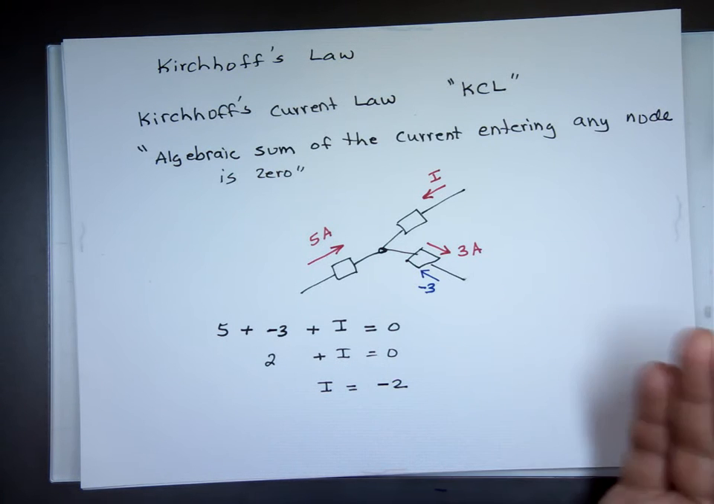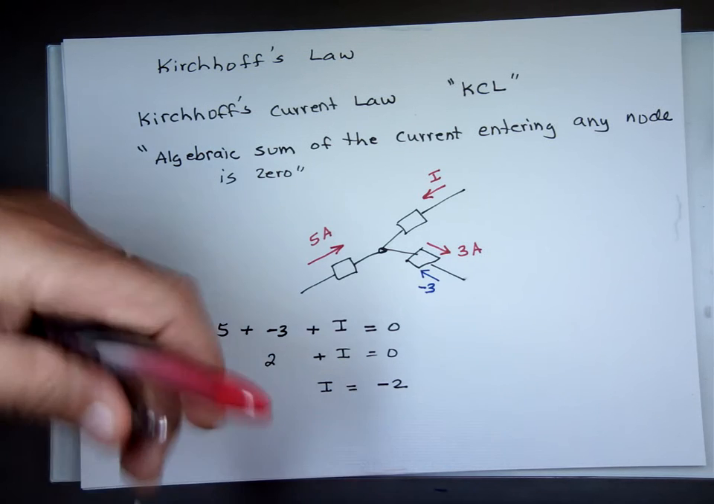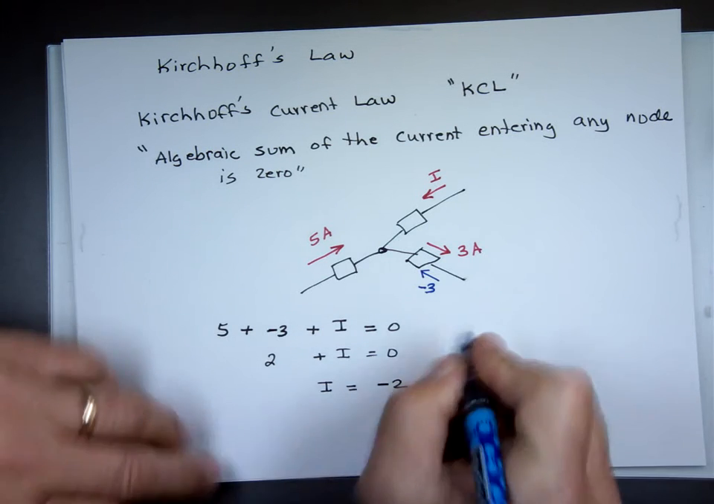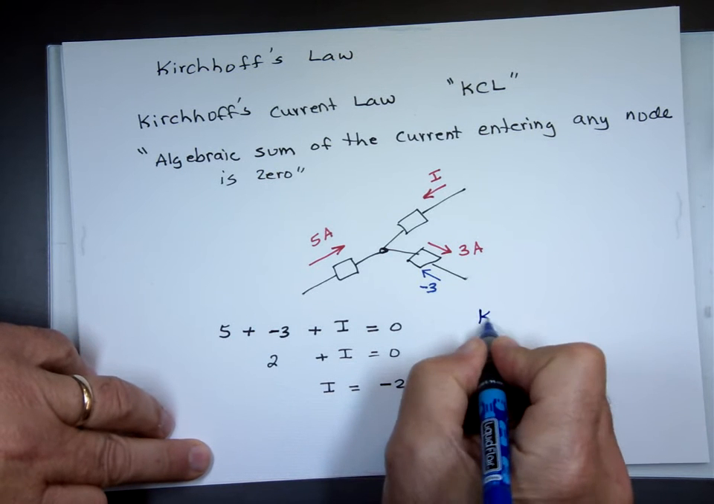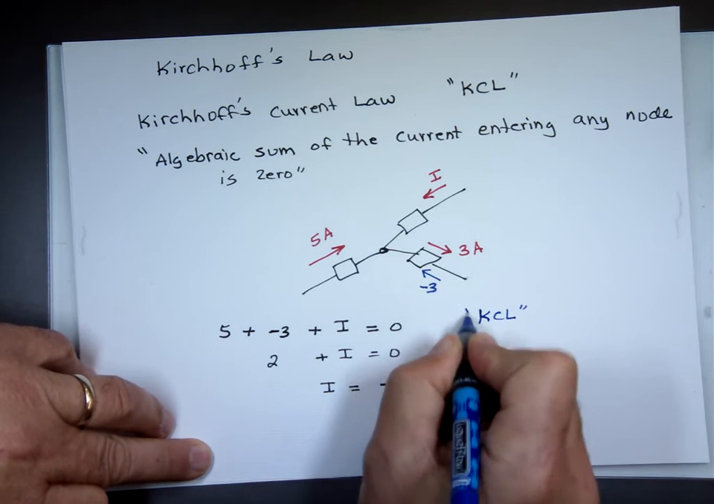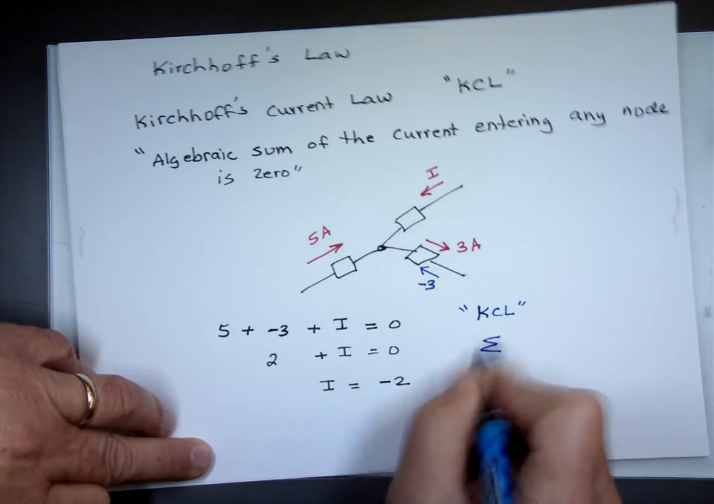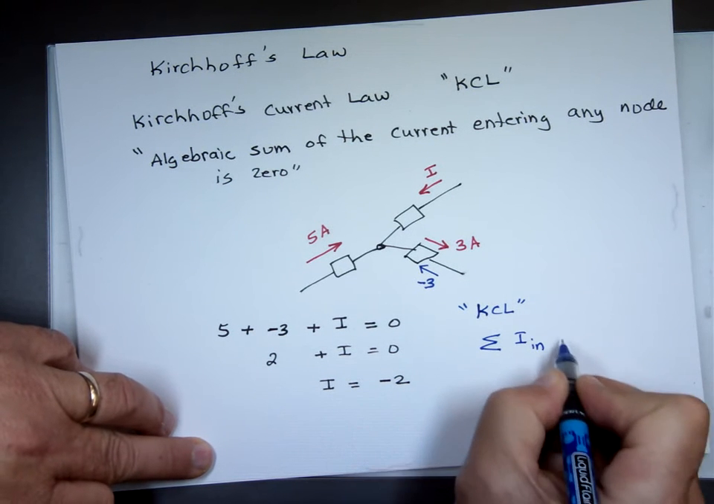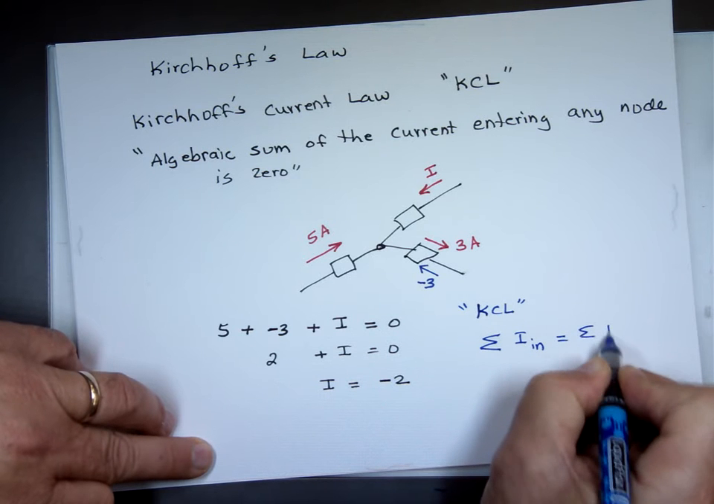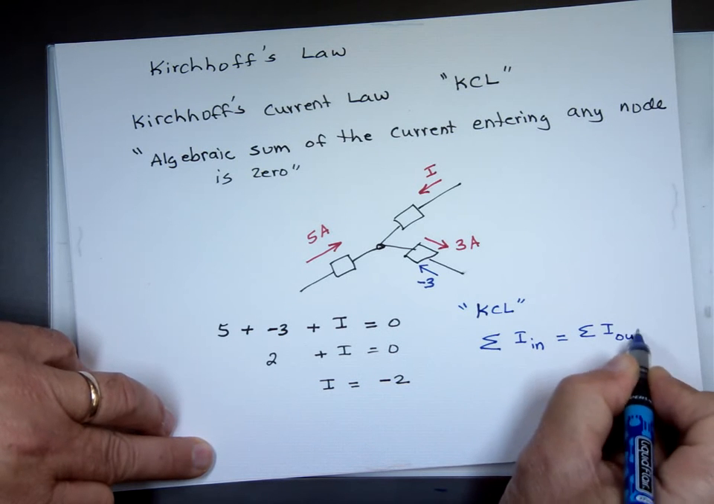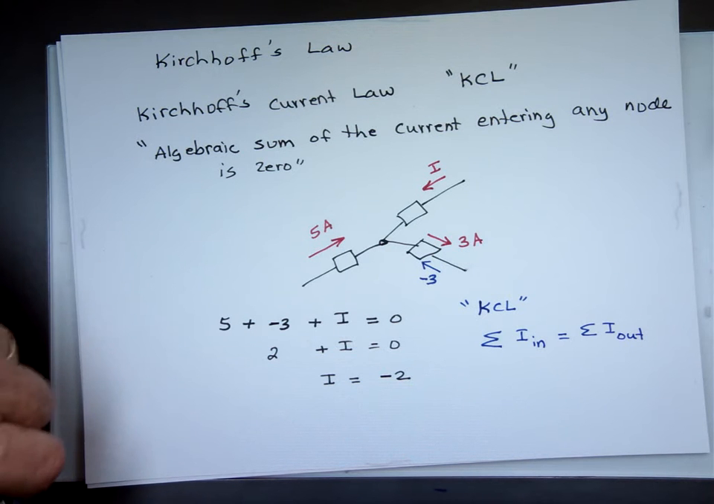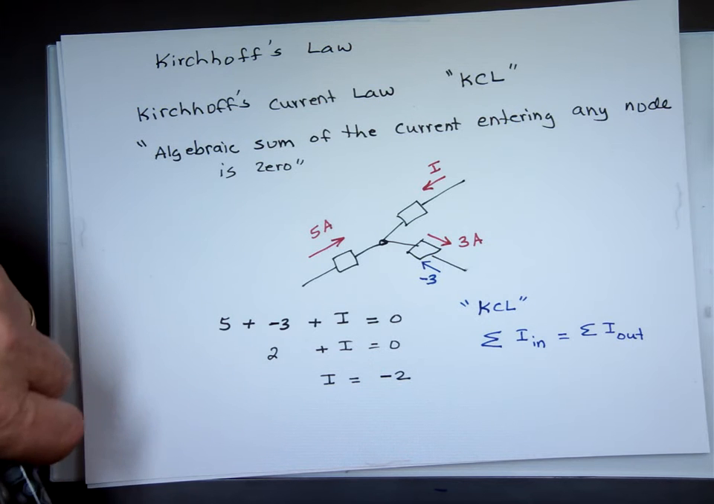Me personally, I have no problem with it, but I like to use my own notation. I say if we sum, that's Kirchhoff current law, KCL, if you add the summation of all the current going into the node, it should equal all the current what? Coming out of that node, leaving that node. The current in equals the current out of any node. What goes in must come out. That's it.